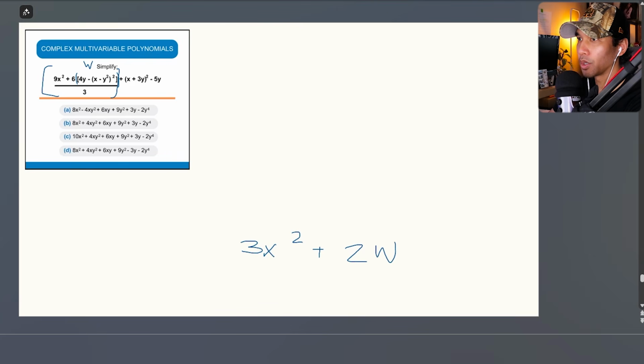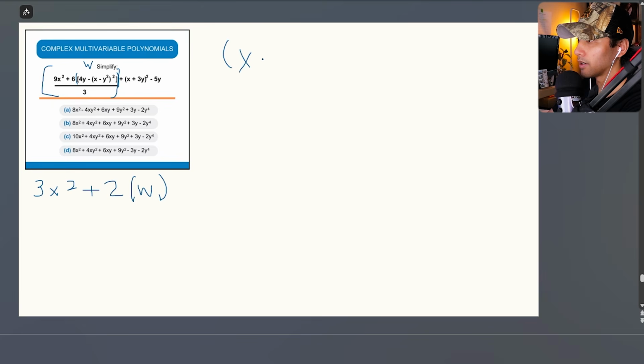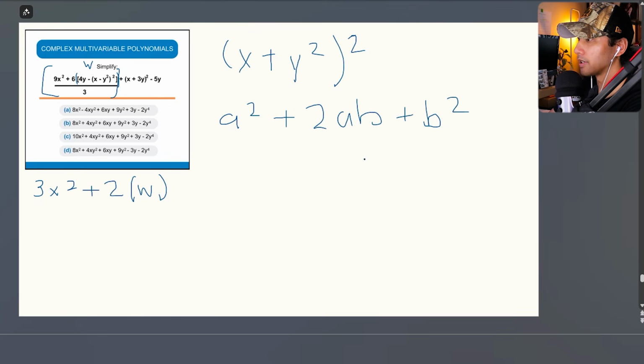What do we do next? What I would attack is this square right here. We're going to square a binomial. And to square a binomial, you need to know this equation. Okay, what I've been teaching is you can do the FOIL method with this. But since we're squaring this, you could just square the binomial. And to square the binomial, you need to know this equation. It's a squared plus 2ab plus b squared.